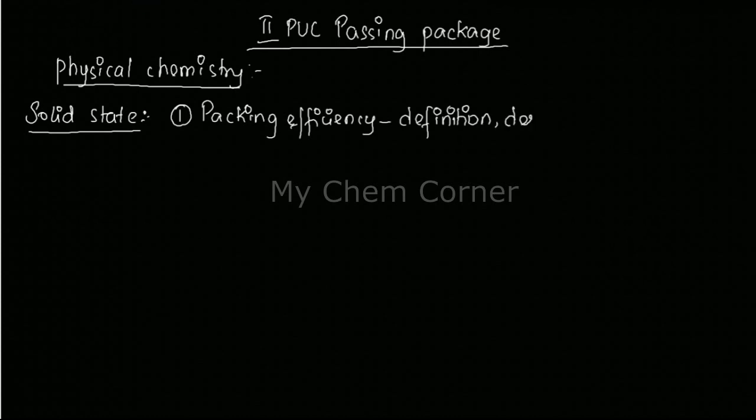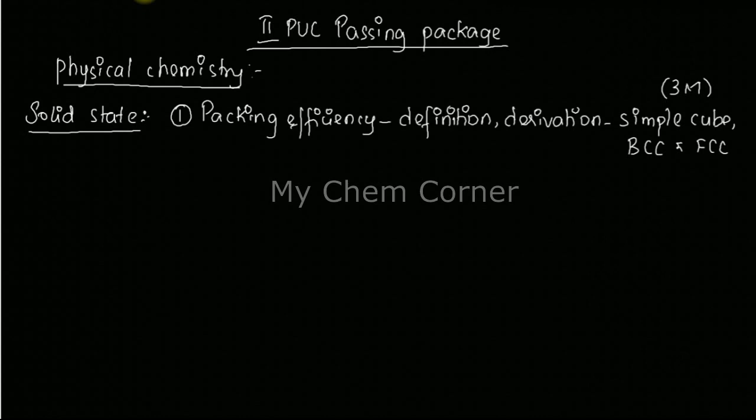and the derivation. So we have learned 3 derivations, which is for a simple cube, BCC and FCC. Now out of these 3, if any one of these are just asked for derivation, then they will be asked for a 3-mark. If they're asking along with the definition, then it's going to be for a 4-mark question. At some point, they also ask for 5 marks. So the only possible 5-mark question directly asked is entirely based on packing efficiency, which will include the definition.